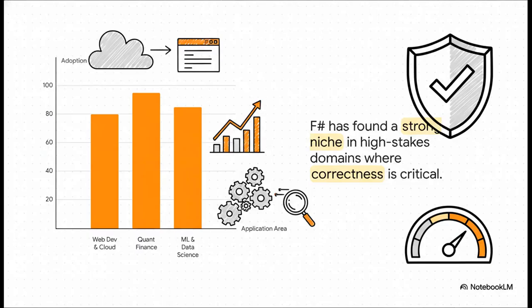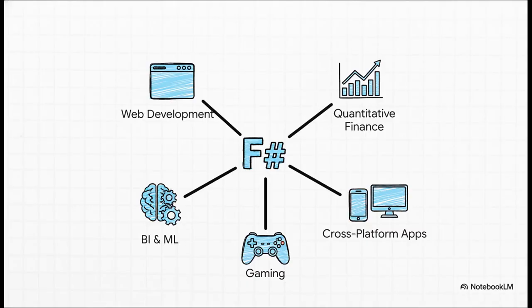And its use cases are pretty impressive. It's not just a one-trick pony. Of course, you see it in web and cloud development, but it's found a really strong home in these high-stakes areas like quantitative finance and data science, places where correctness and performance are absolutely non-negotiable. And digging in a little deeper, you see there's a whole ecosystem. There are frameworks like the Safe Stack for building web apps, Fabulous for mobile apps on iOS and Android. It's used in trading algorithms, business intelligence, cloud infrastructure, and even for scripting in video games. It's a true general-purpose tool.